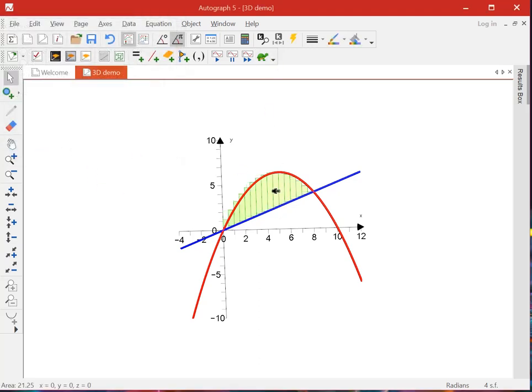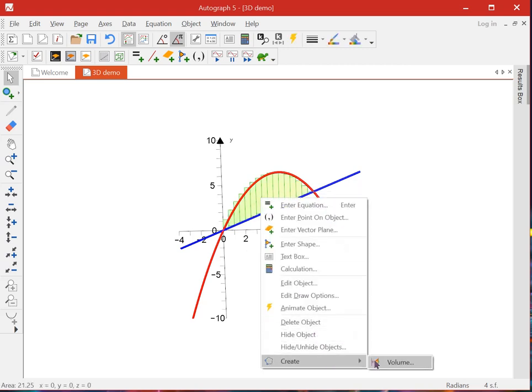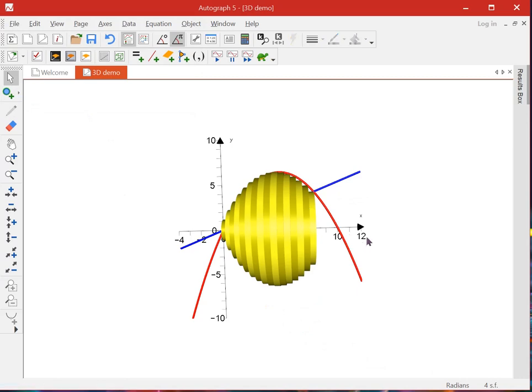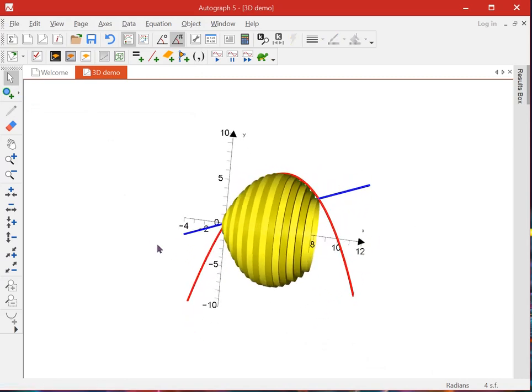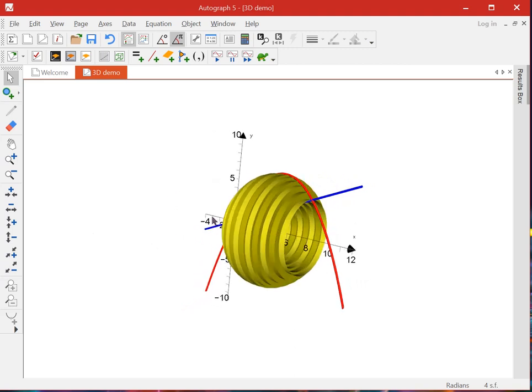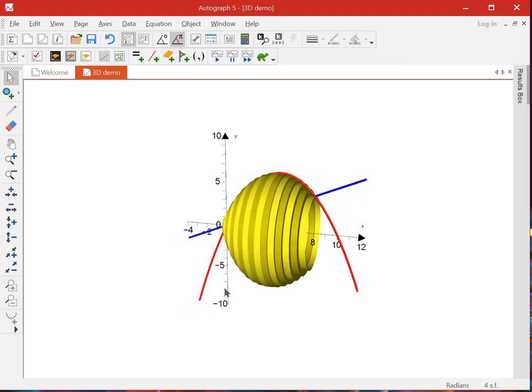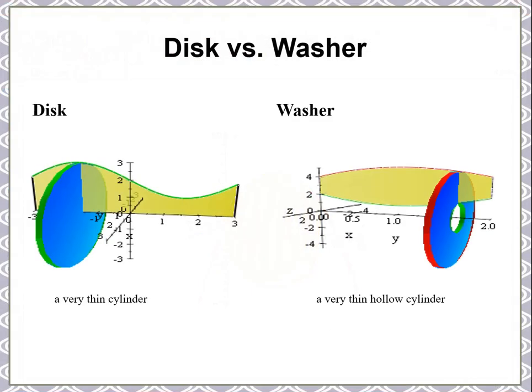Let's turn off the turtle. Okay, sorry. Right click, create, volume. There we go. So yeah, more rectangles would give me more washers, and that would make it a more accurate volume. And so just like with the disk method, we actually want an infinite number of washers that are infinitely thin. And then we can add all those up, and we use calculus, and specifically an integral, to do so. So this slide has a side-by-side comparison of the disk method versus the washer method.